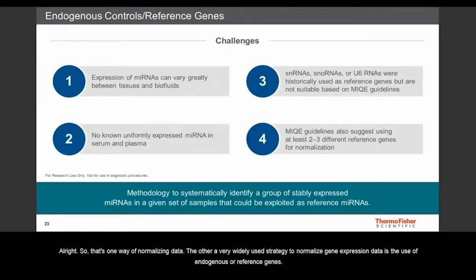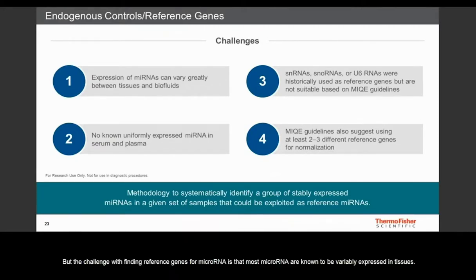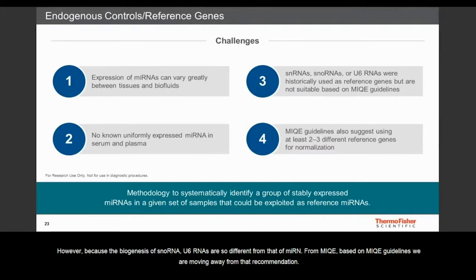The other very widely used strategy to normalize gene expression data is the use of endogenous or reference genes. Now, the challenge with finding reference genes for microRNA is that most microRNAs are known to be variably expressed in tissues and biofluids, and hence it's very difficult to find microRNAs that are uniformly expressed in any tissue, and especially in serum and plasma. Historically, snoRNAs and U6 RNAs were used as reference genes. However, because the biogenesis of snoRNAs or U6 RNA is so different from that of microRNAs, based on MIQE guidelines, we are moving away from that recommendation.